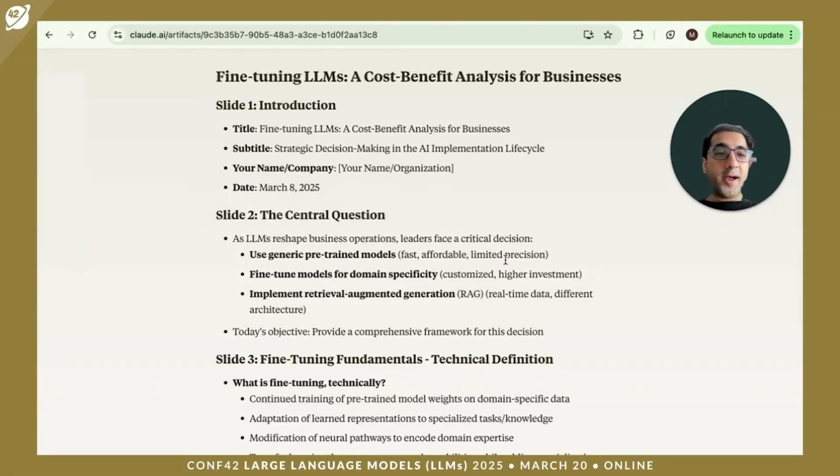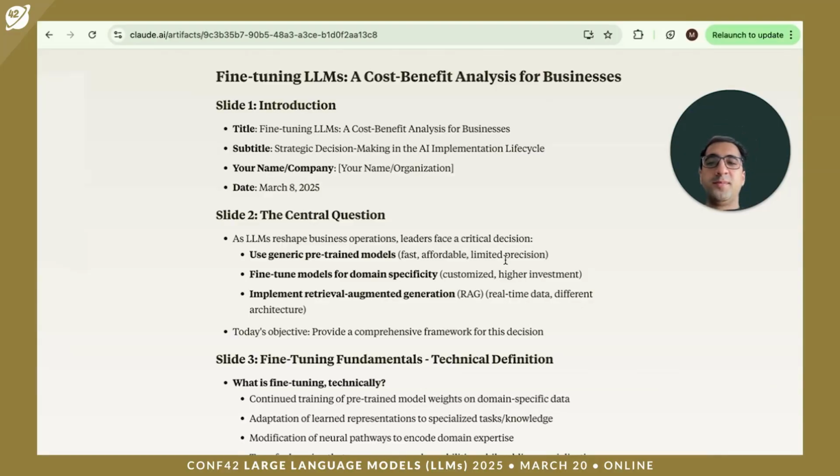Hey everyone, I am Muddassar, and this is going to be my short talk on cost benefit analysis for businesses when it comes to fine tuning LLMs, or deciding between fine tuning and other techniques out there in order to get to the final result that the use case company wants to solve.